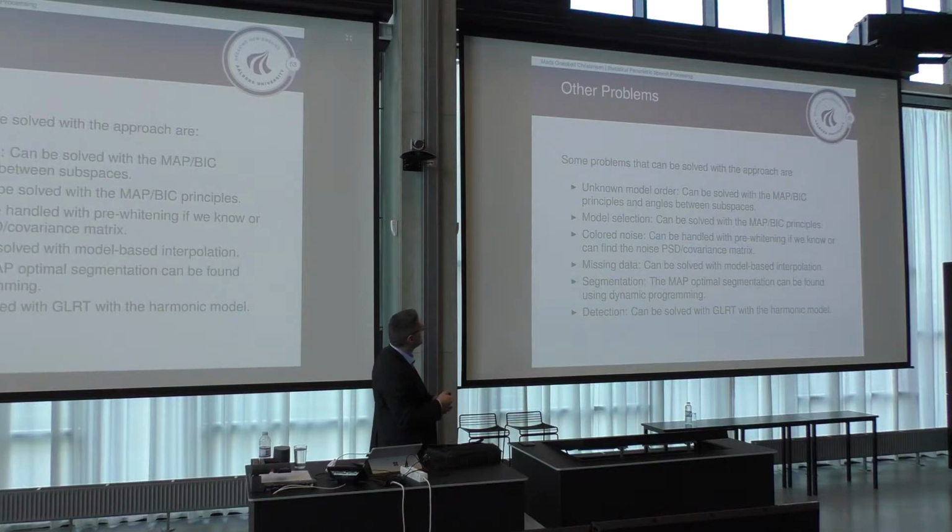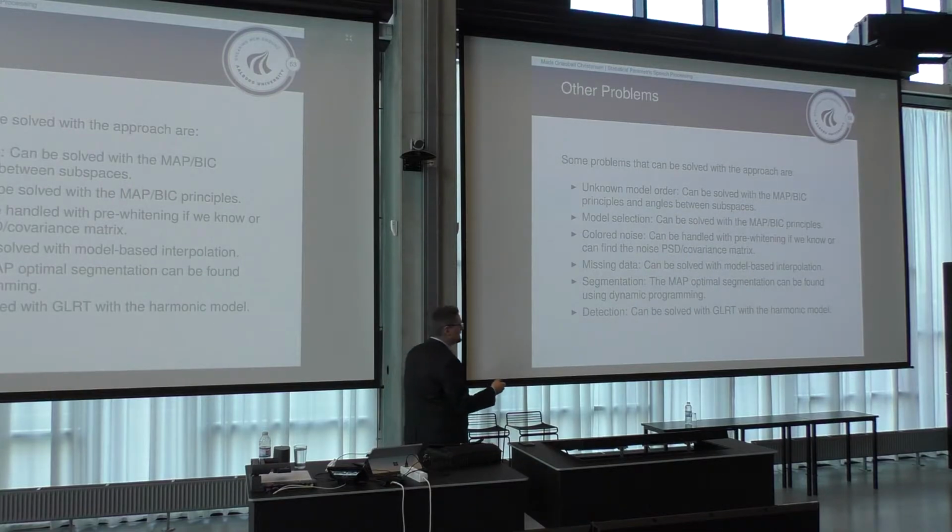You can also choose between different models, again, using statistical principles. So you can even ask the question, which is a better explanation for the observed signal? Is it the chirp model, or is it the harmonic model? Or is it just a noise model? You can solve that consistently within these types of methods here.